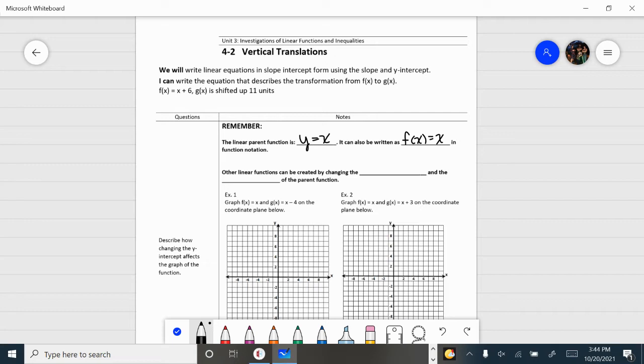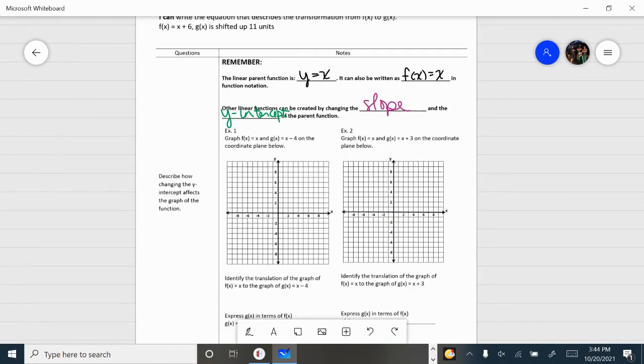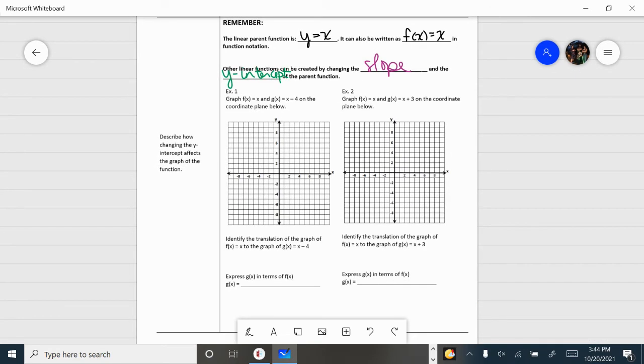Other linear functions can be created by changing our slope or our y-intercept of the parent function. So we're going to talk about changing the y-intercept today, okay? All right. First of all, let's graph the parent function.